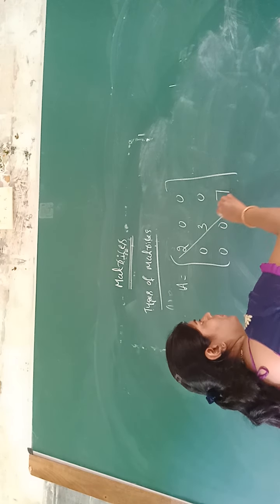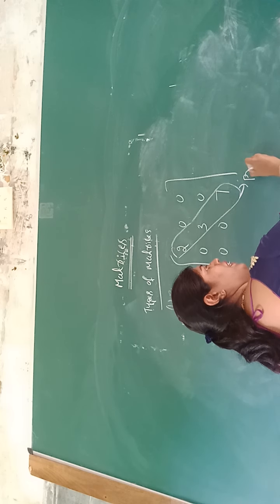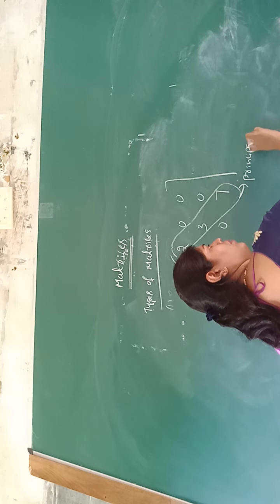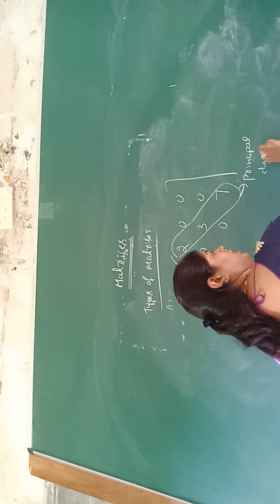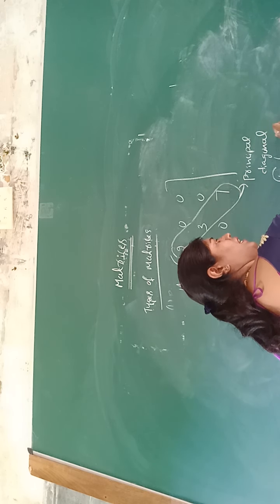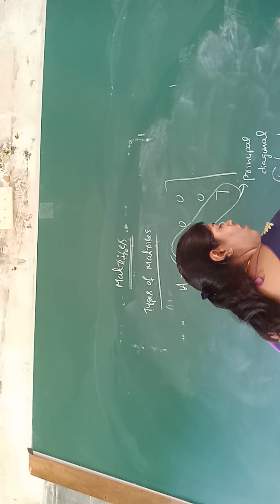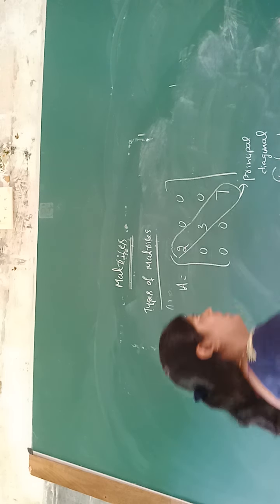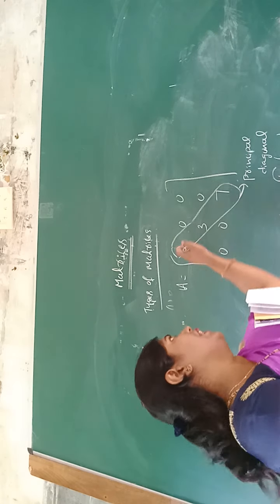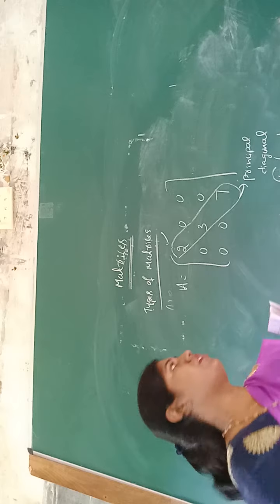Here 2, 3, 7 are called the principal diagonal, or leading diagonal. The elements from left to right, bottom.